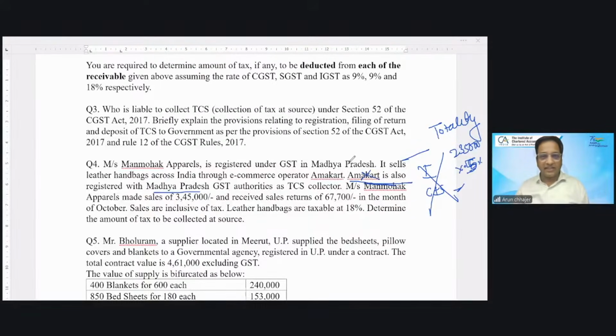In question 4, Rajasthan is not shown in the question. Yes, I just took an example. One second, Aditya, I have just taken one example to say that suppose the customer is located in Rajasthan, or suppose the customer is located in Madhya Pradesh. Because they have not given to which party or which location the sales were made, you can't say whether this 345 is intra or inter. Therefore, we require to calculate the TCS in totality.